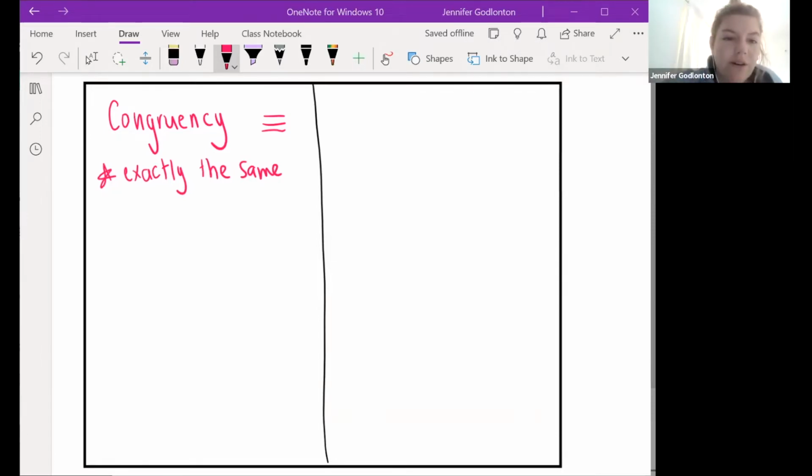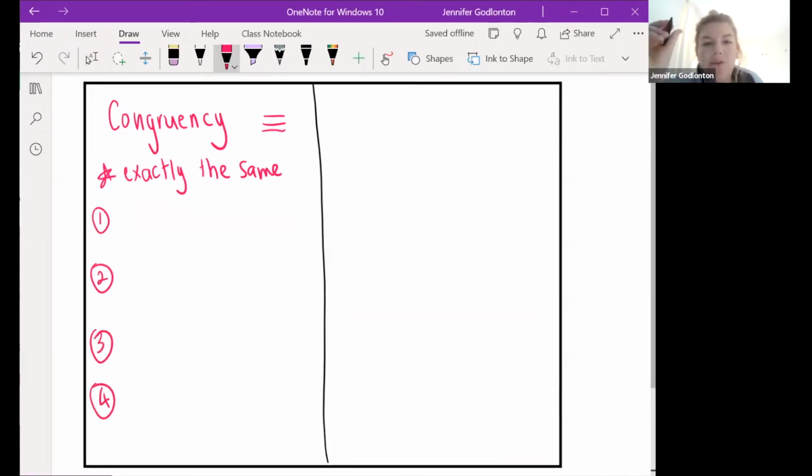For congruency, we have four different cases. Basically, we have four ways to prove that two triangles are congruent to each other. What are those four cases of congruency? RHS, good. SAS, good. SAA, yes. SSS, perfect. Oh, you guys are so smart, I love it.